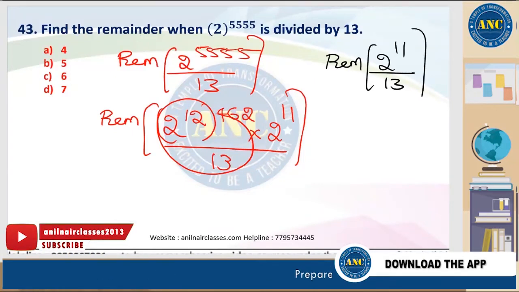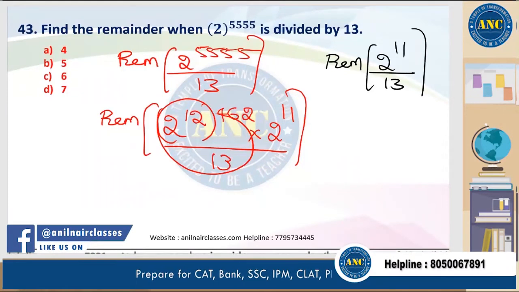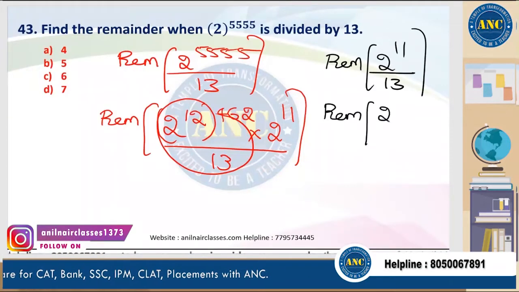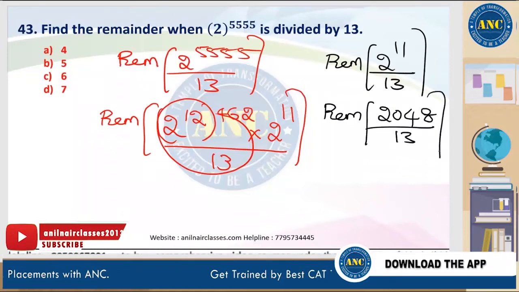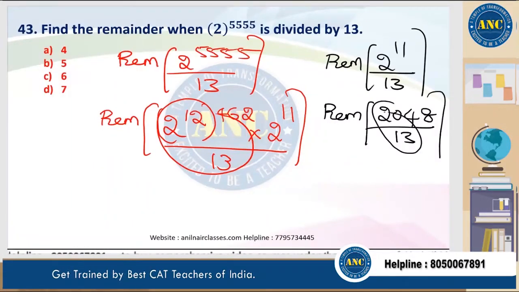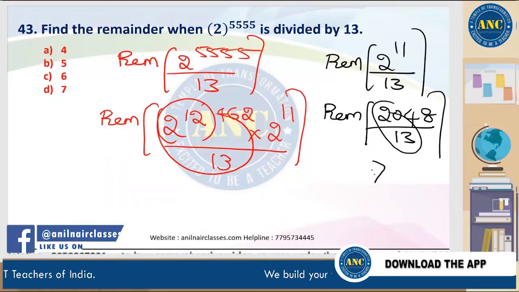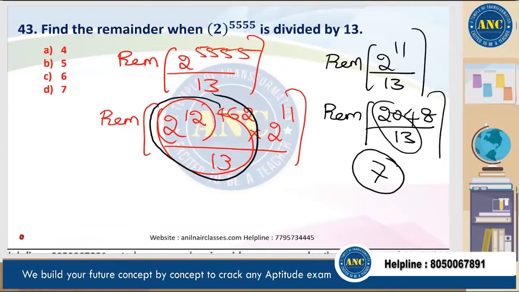Already in the second class we discussed Fermat's theorem. You can apply the same, or you can divide directly. 2 power 11 is 2048 divided by 13. 13 ones are 13, 74, 13 fives are 65, 98, 13 sevens are 91. Remainder is 7. I hope the idea is clear. This one is nothing but 1.